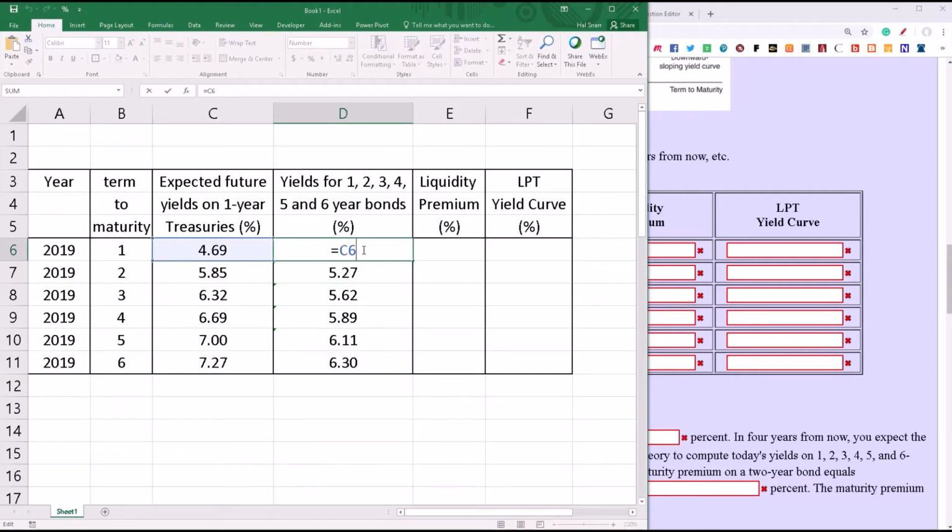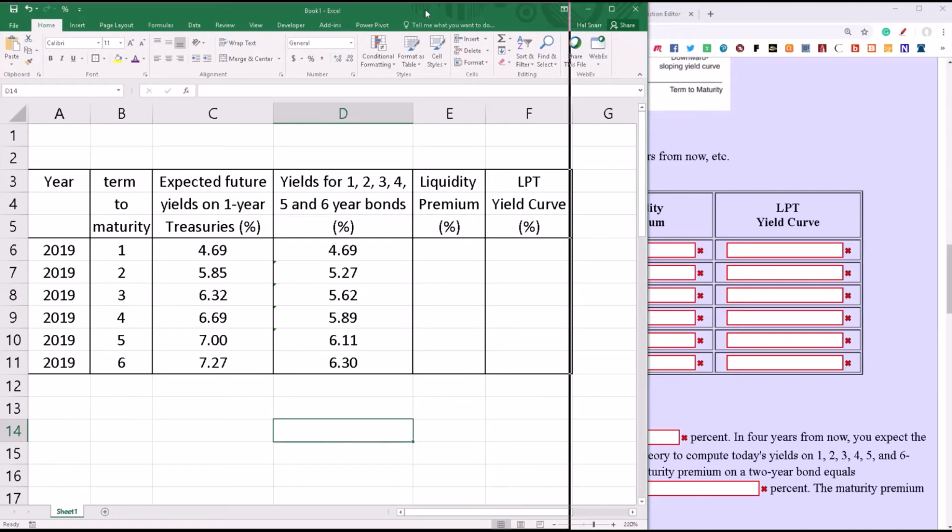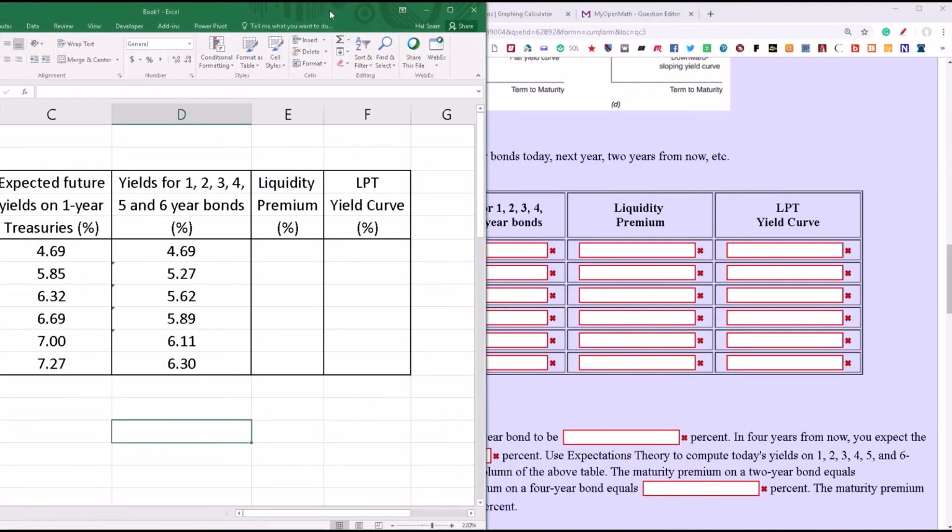Okay, so the average of 1 is just that, right? The average of 2 is the first 2. The 3-year bond will average these 3 1-year yields. The 4-year bond will average these 4 1-year yields. The 5-year bond will average these 5 annual 1-year yields. And the 6-year bond will average all 6 of these 1-year bonds. And that's expectations theory.